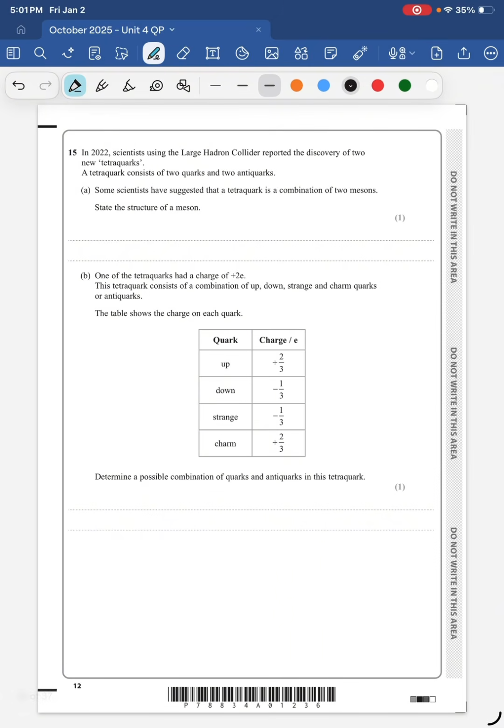Let's move to question 15. In 2022, scientists using the Large Hadron Collider reported the discovery of 2 new tetraquarks. A tetraquark consists of 2 quarks and 2 antiquarks. Some scientists have suggested that the tetraquark is a combination of 2 mesons. State the structure of a meson. Okay, q q-bar, pretty much. So a meson consists of a quark and an antiquark.